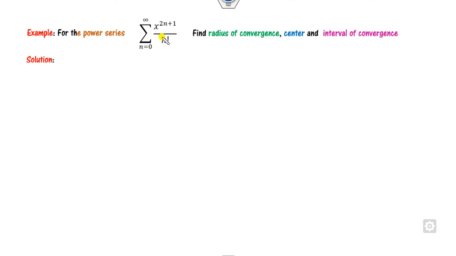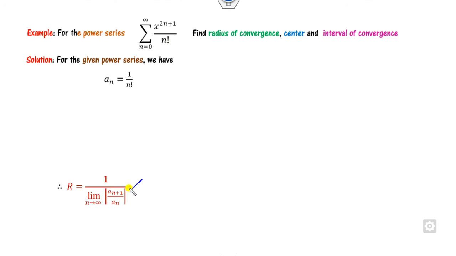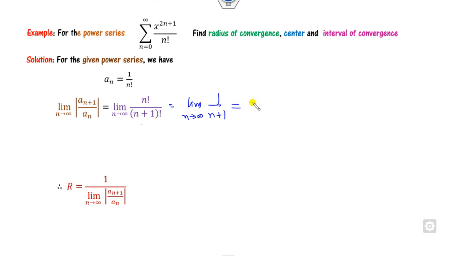Look at this one again. If you compare with a_n (x - c) raised to power n, what is a_n? a_n is 1 upon n factorial. Here there is a factorial, so we can apply this formula. What is the limit of a_n over a_(n+1)? This is the limit as n approaches infinity of 1 over n plus 1, which goes to 0. Once this value is 0, the reciprocal will be infinity. Therefore, you can see that this is my x squared.